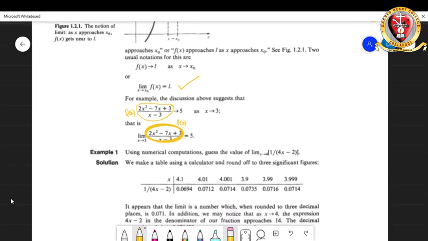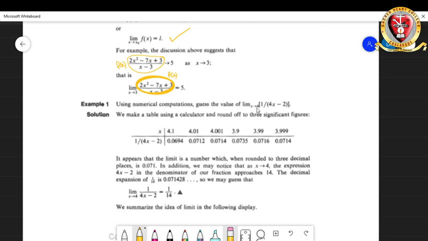Now let's see example 1. Using numerical computations, we have to guess the value of limit x tends to 4 of the fraction 1 by 4x minus 2. So as we did earlier, we are going to make a table and find the values near 4 to the right and left. So 4.1, 4.01, 4.001 are the values to the right, and values to the left as 3.9, 3.99, 3.999.